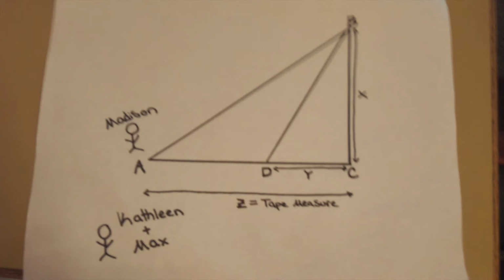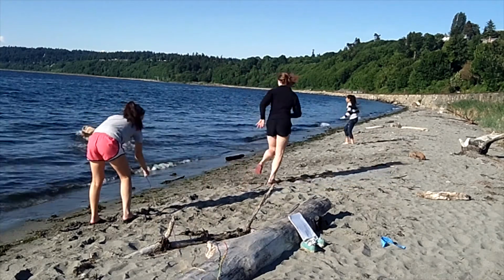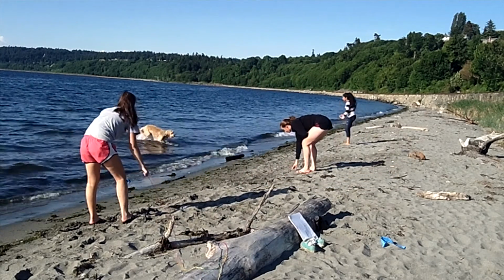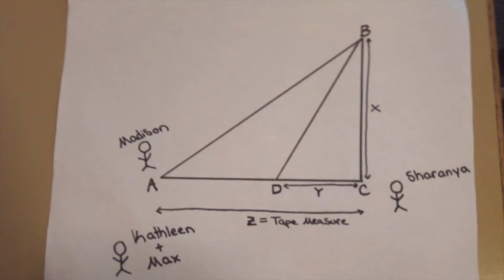While this was happening, I would stand right next to Madison while holding our dog, Max. When Madison threw the ball out into the water, I would release Max and run after him, marking the point, which would have been point D on the diagram, where he entered the water to chase after the ball. Meanwhile, Sharanya would measure the distance perpendicular to the shore where the ball entered the water. This would have been point C on the diagram.